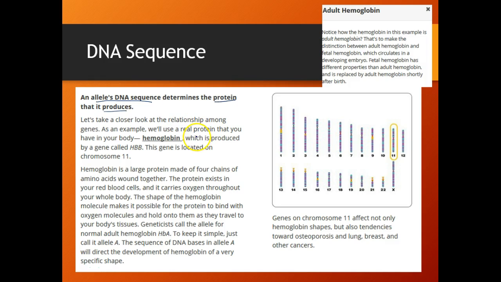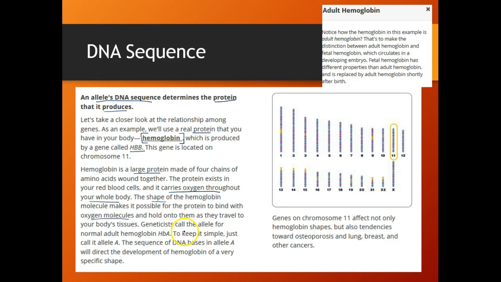Okay, so let's go ahead and look at a real example of a protein called hemoglobin. And hemoglobin is a protein that is produced by a gene that scientists call HBB, and it's located on chromosome 11. So hemoglobin is a large protein made up of 4 chains of amino acids wound together. And its primary job is that it carries oxygen throughout your whole body, so it's pretty important. And the reason why it's able to carry this oxygen throughout the body is because of its shape. Its shape makes it possible for the protein to bind with oxygen molecules and hold onto them as they travel through your body.